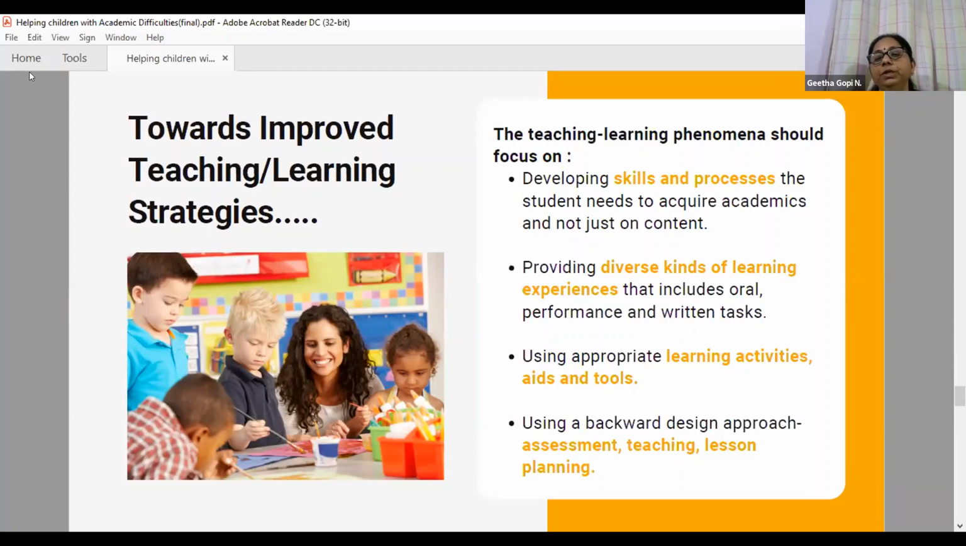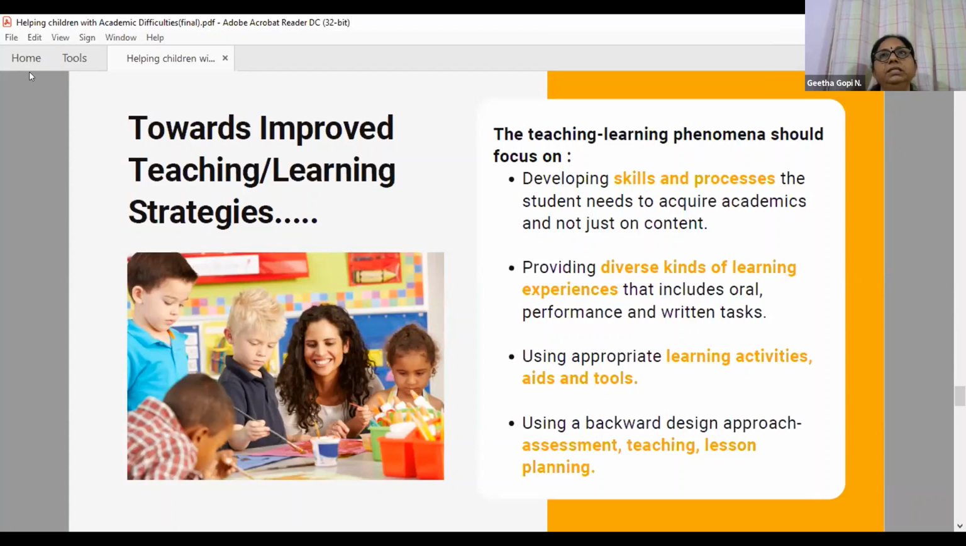A simple way of doing this is, whatever concept you're teaching, include an oral component. So there's a speaking and listening part of it, a performance component where there's a hands-on activity, and then a reading writing task related to that.